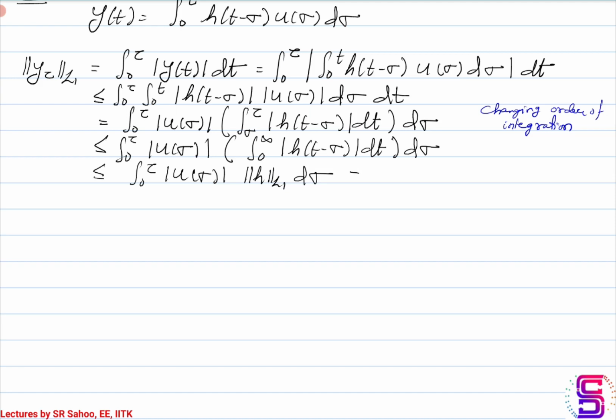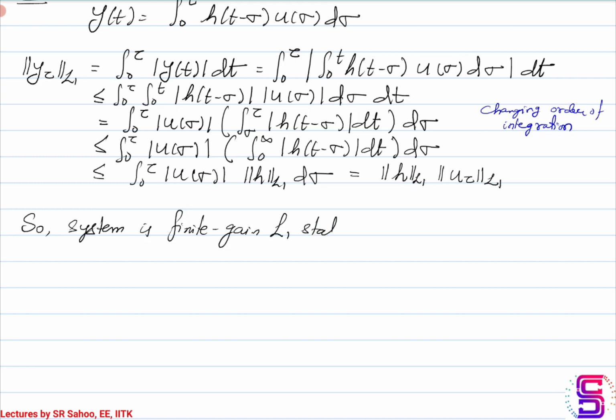This is equal to the L1 norm of h multiplied by the L1 norm of u tau. So what we have is the L1 norm of y tau being less than or equal to the L1 norm of h multiplied by the L1 norm of u tau. Okay, so the system is finite gain L1 stable with gamma, or the gain factor, equal to the L1 norm of h.